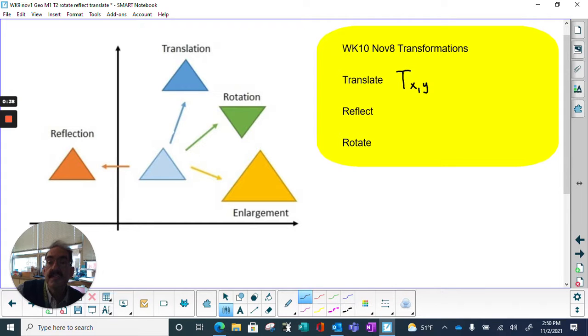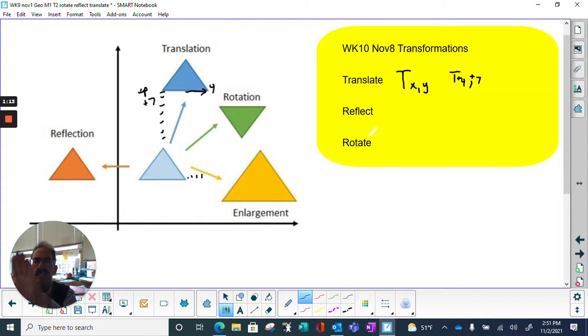So this time, for translation, let's just guess. 1, 2, 3, 4, 5, 6, 7. So it went up 7. And let's just say it went over 1, 2, 3, 4. Let's say it went over 4. So this is a translation, 4 to the right and 7 up. Okay, so plus 4, plus 7, a transformation. Left, right, up, down.